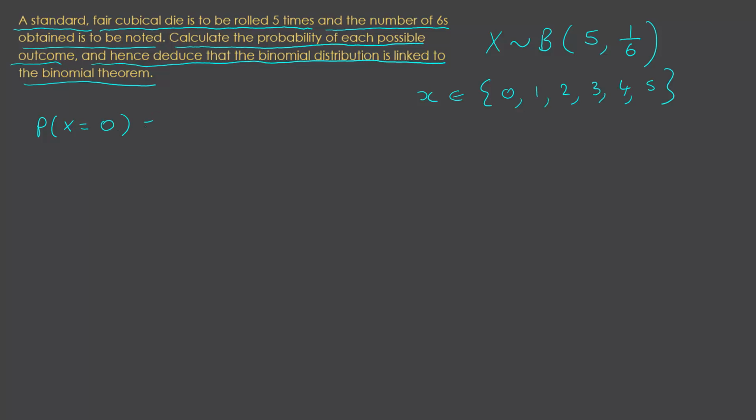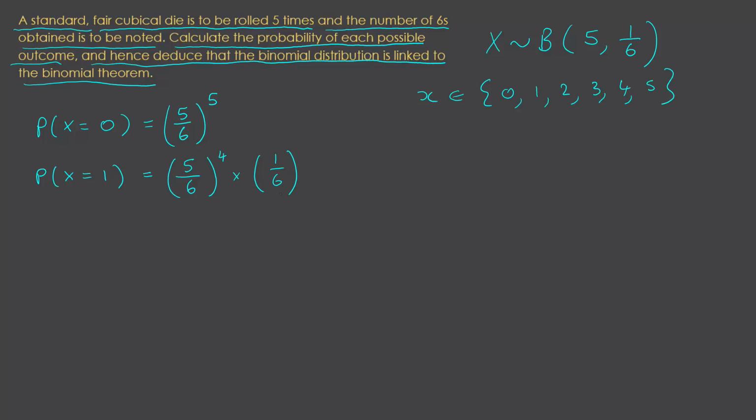That would just simply mean that we got not 6 5 times. So that would be 5/6 to the power 5. Think about the probability of x being 1. That would mean that we got a non-6 4 times, and we also got 1/6.